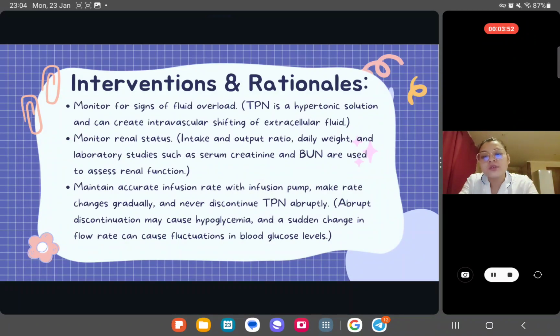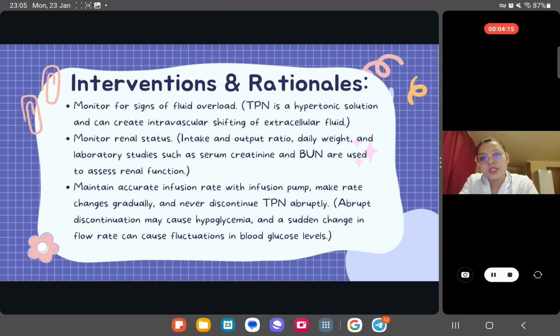Also, we have to monitor for signs of fluid overload, as TPN is a hypertonic solution and it can create intravascular shifting of extracellular fluid. Renal status must also be monitored. Intake and output ratio, daily weight, laboratory studies such as serum creatinine and BUN are used to assess renal function.